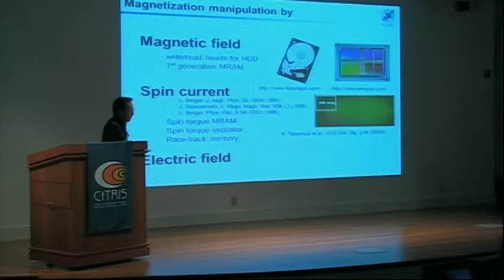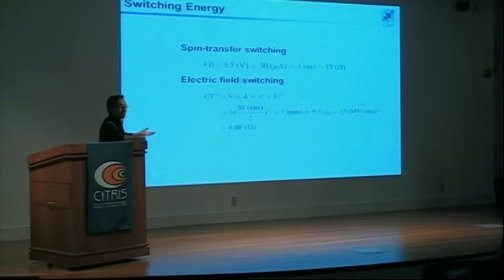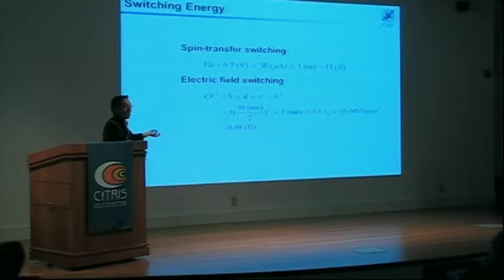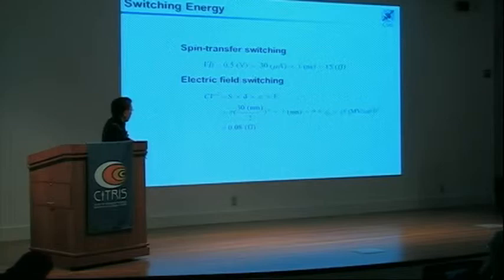So this is just a back of the envelope calculation. For spin transfer switching, if we can get 30 microamps, half a volt switching in a nanosecond, the energy you have to invest to change the state of the non-volatile device is 15 femtojoule. Of course, this doesn't include the interconnection, so for a system, you have to add that energy investment.